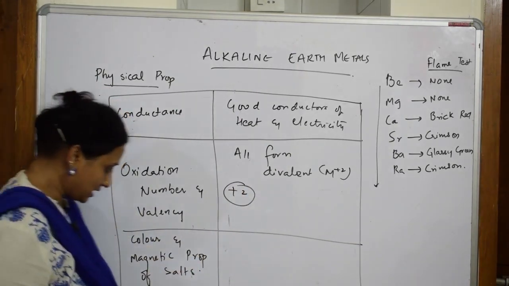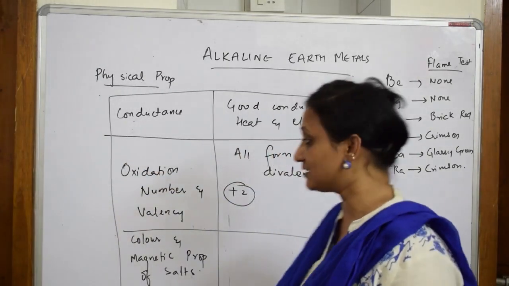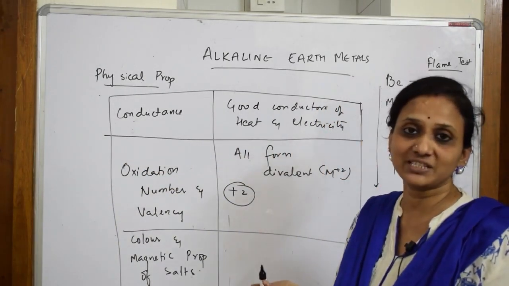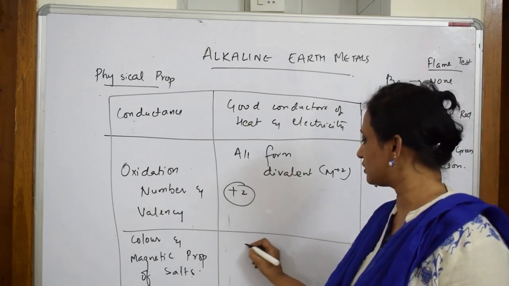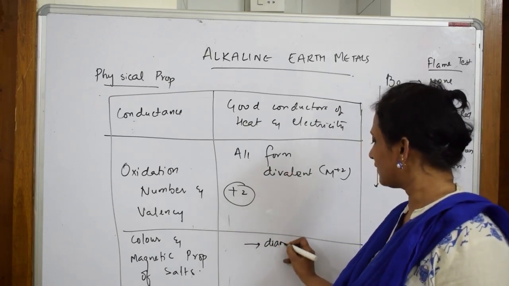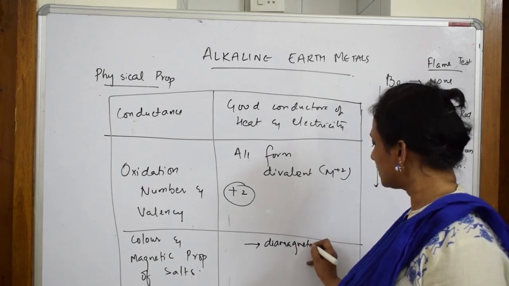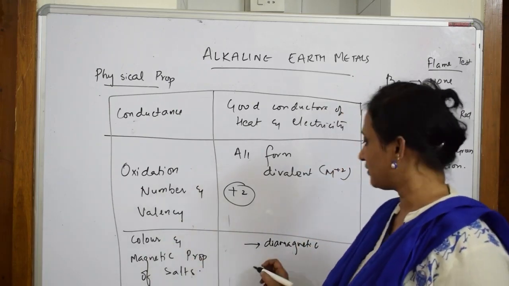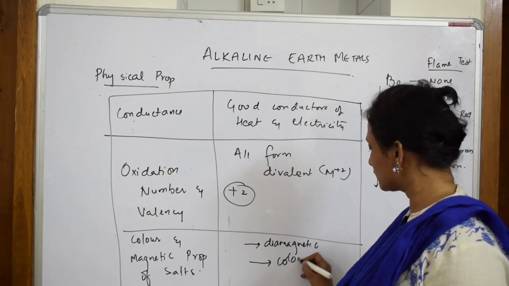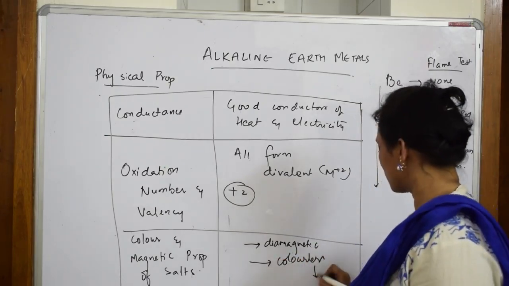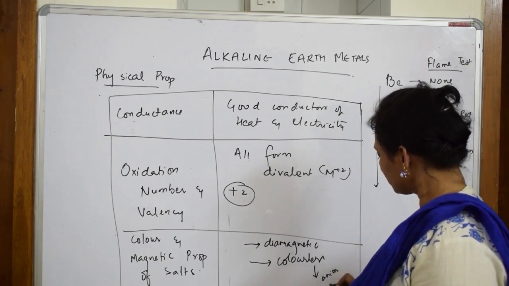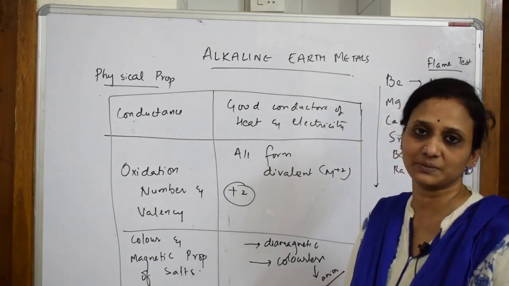When I speak about the color property, now I said divalent atom. When it is divalent, obviously they are diamagnetic in nature, isn't it? So all form divalent ions, and they are diamagnetic in nature. And when they are diamagnetic, automatically what will happen to the color property? They are colorless in nature. And when is this the condition? When the anion present in it is colorless. That is important. The anion is colorless, then only it will show that particular property.